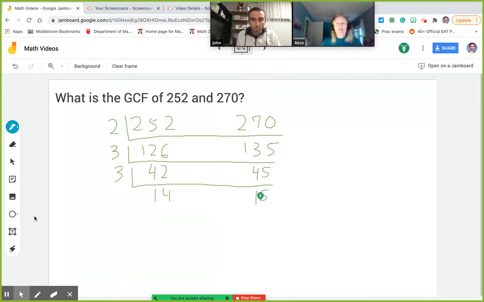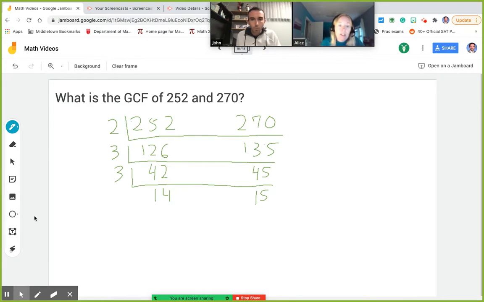Okay, so now let me check out 14 and 15. 15 is not even, so 2 won't go into it. 3 won't go into 14. 4 plus 1 is 5, which is not divisible by 3. I'm just kind of going up in my mind the prime numbers. Next one would be 5, but 5 won't go into 14. Next one is 7. 7 won't go into 15. So I feel confident that we can call it a day.